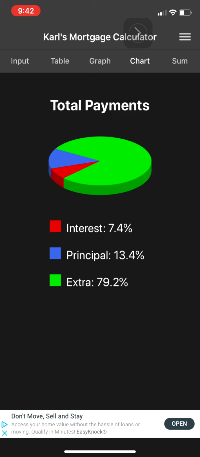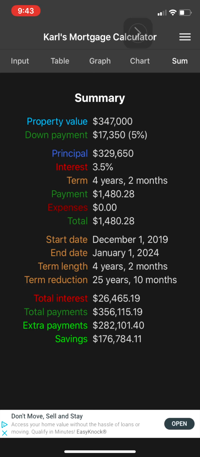The chart, extra payments, you effectively pay only 7.4% in interest, because you have to pay some interest, but by chunking you cut down the amount of interest that you pay. Summary now. I like the summary.